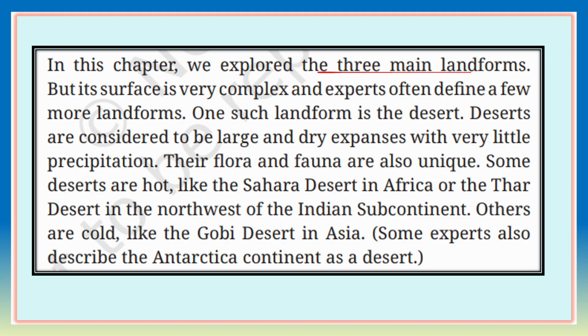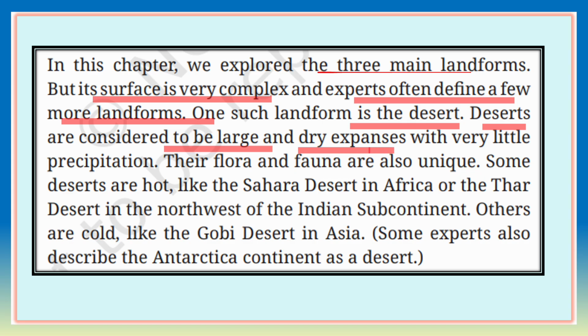We have learnt about the three main types of landforms, but the Earth's surface is very complicated and experts say there are more types of landforms. One example of an extra landform is a desert. Deserts are considered to be large and dry expanses with very little precipitation.